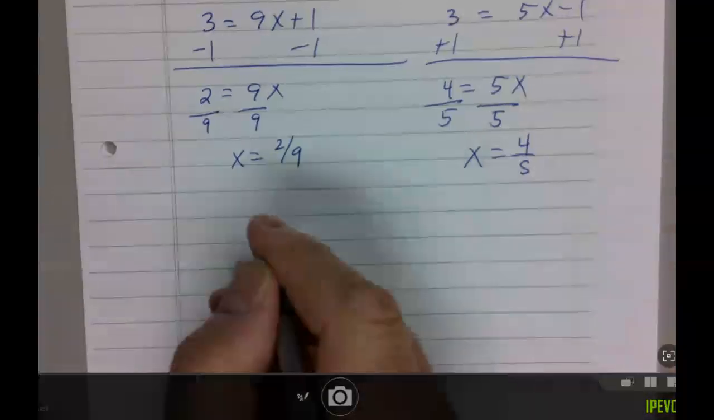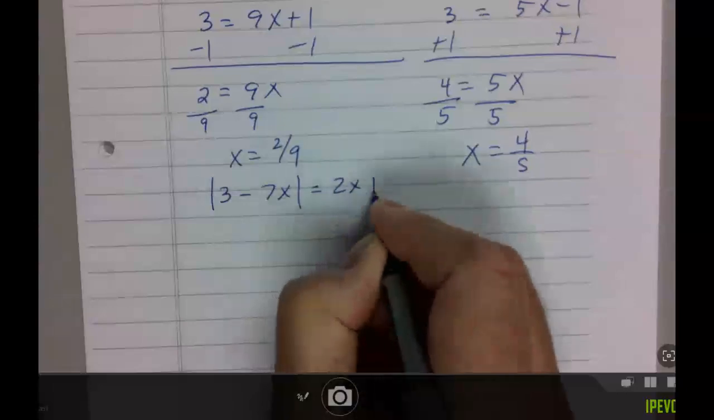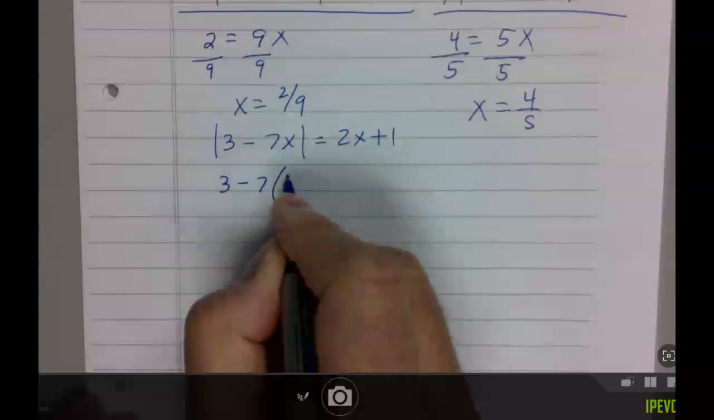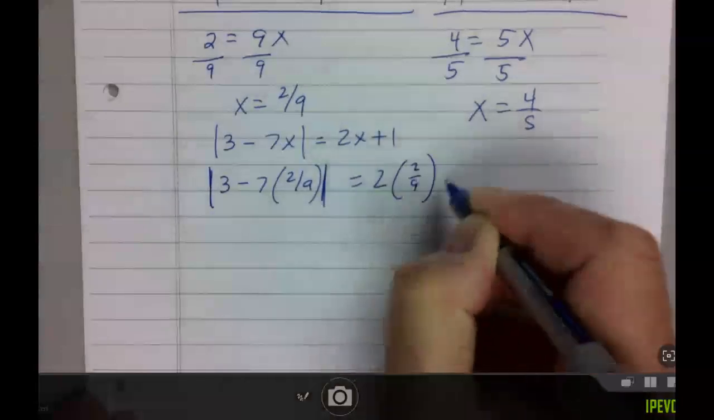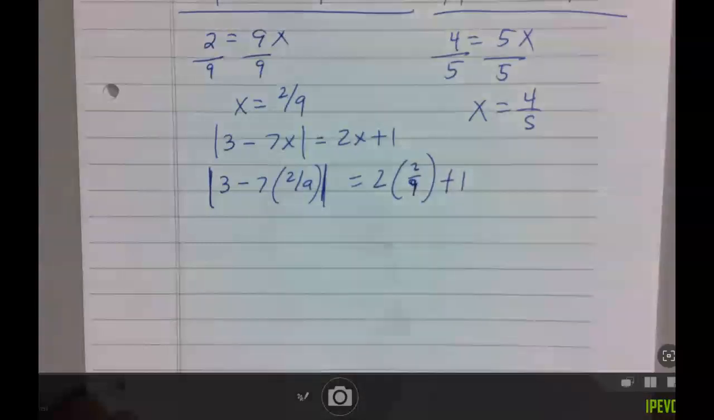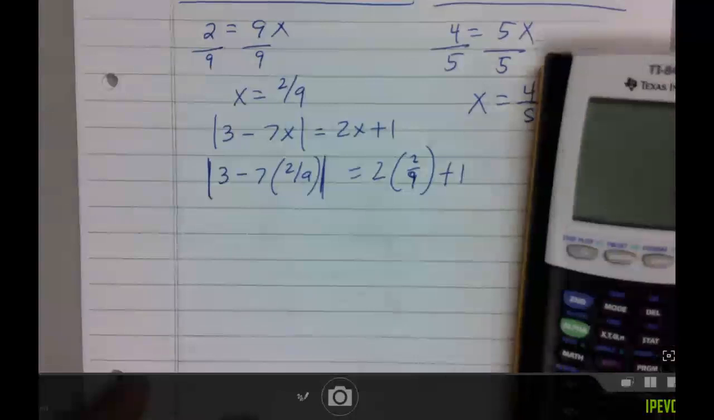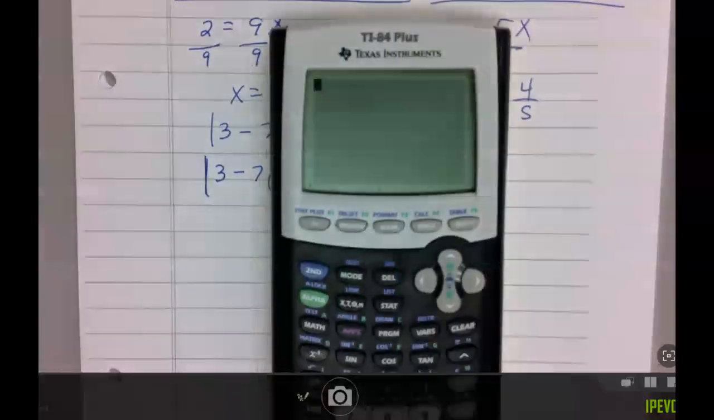Now, let's check them. So here's our 3 minus 7 times 2/9 absolute value equals 2 times 2/9 plus 1. I'm checking it there, okay? Pull your calculator out. I'll show you a quick way to check it. If yours is not working, let me know. I'll get it.